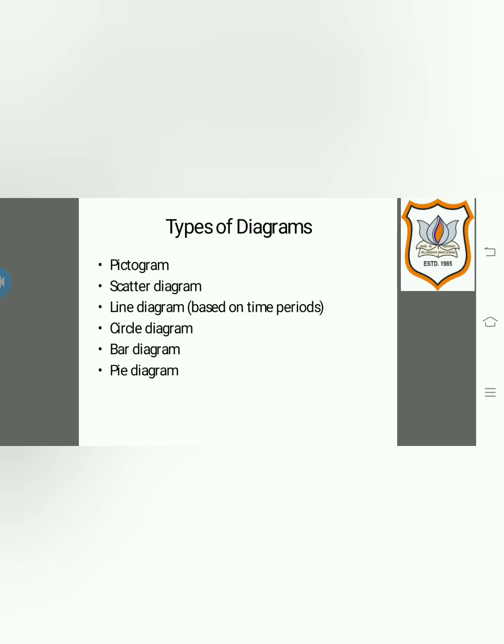Today in this session we will discuss types of diagrams. As you can see, there are various types of diagrams. First, pictogram. Second, scatter diagram. Third, line diagram, which is based on time periods. Fourth, circle diagram. Fifth, bar diagram. And sixth, that is pie diagram.